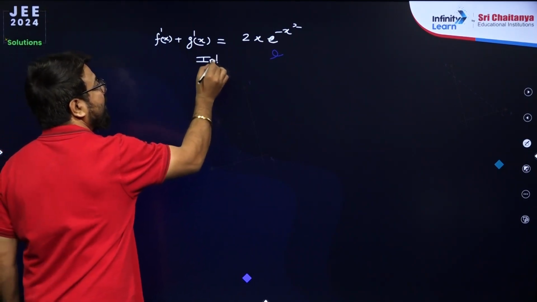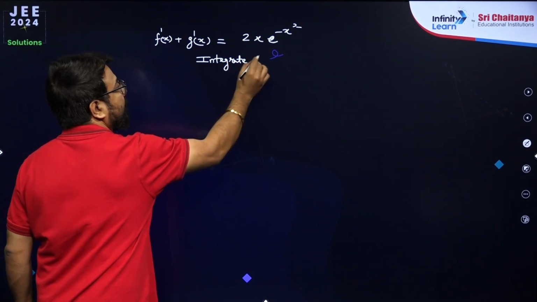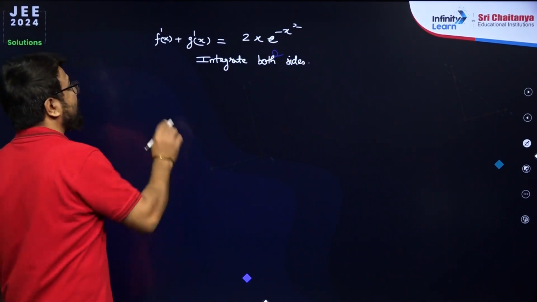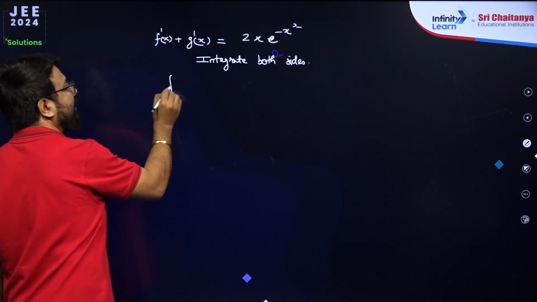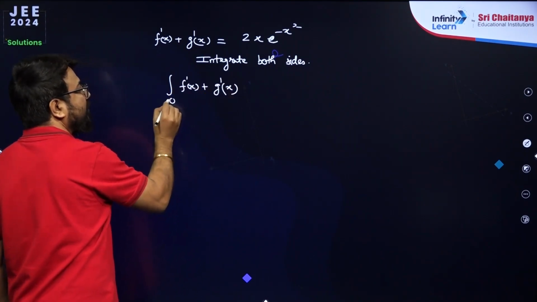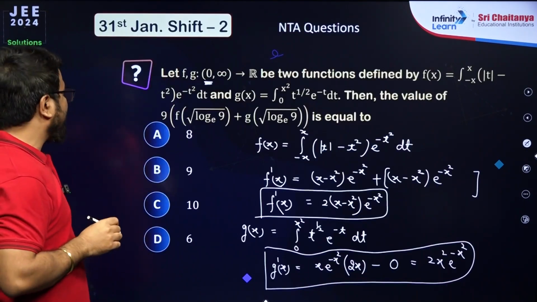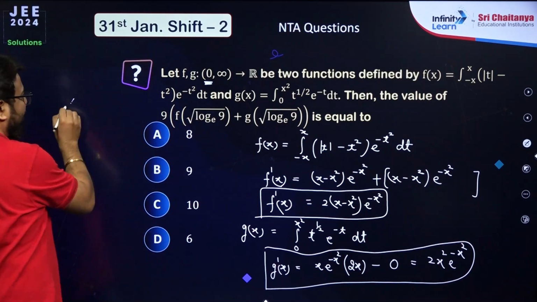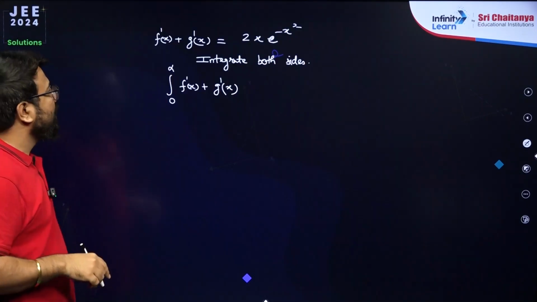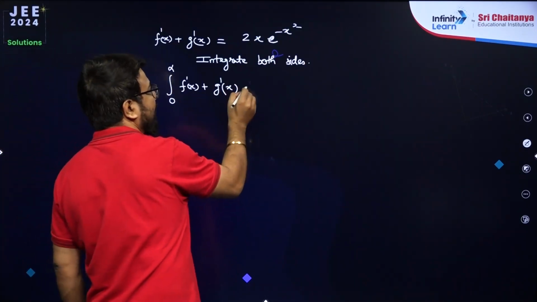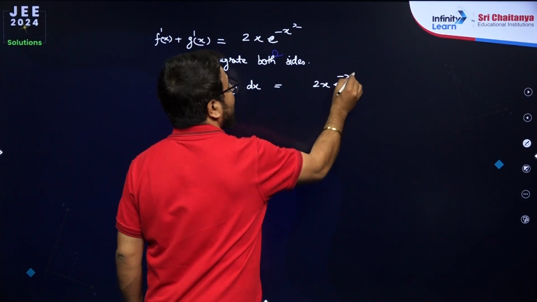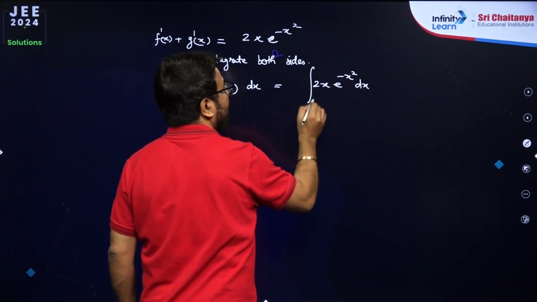Now, I wish to integrate both sides. If I integrate both sides, then I will be writing here the integration of f dash x plus g dash x from 0 to alpha. I will be substituting this value of alpha as square root of log 9 going forward. So right now I have the integral from 0 to alpha of f dash plus g dash, integrated with respect to x. And here also it is 2x e raised to the power minus x square integrated from 0 to alpha.